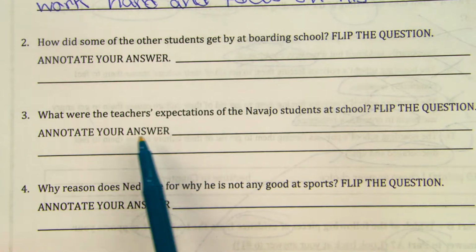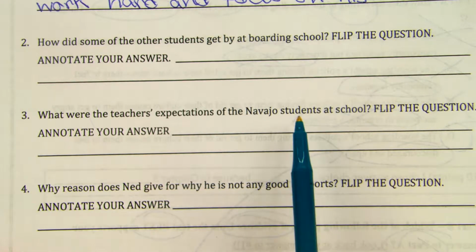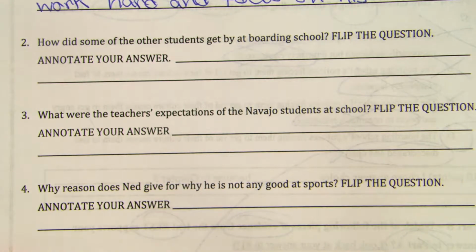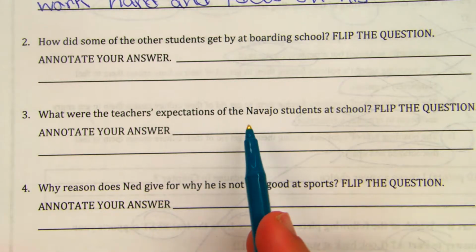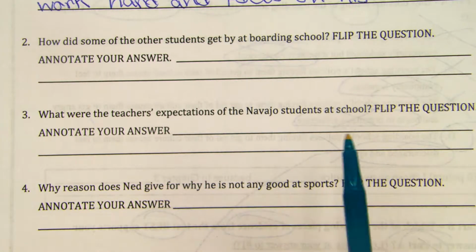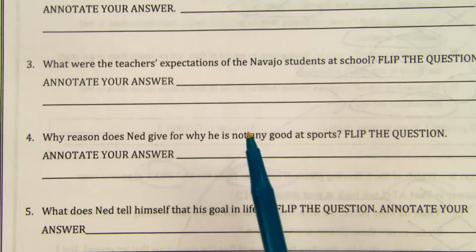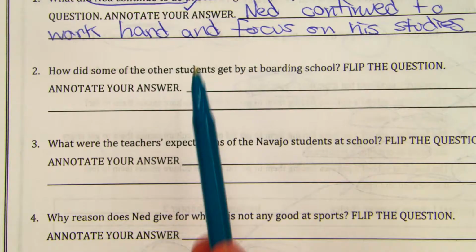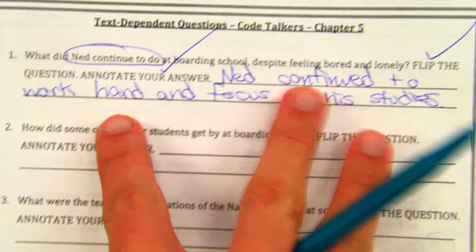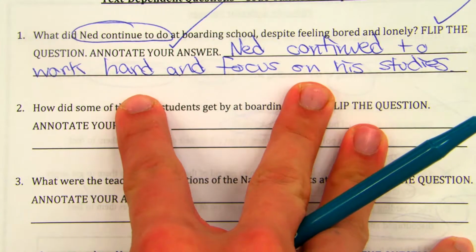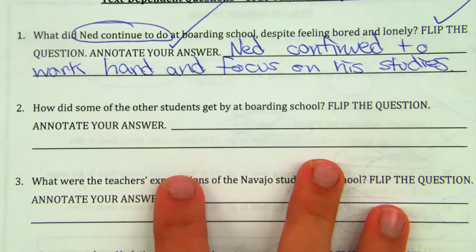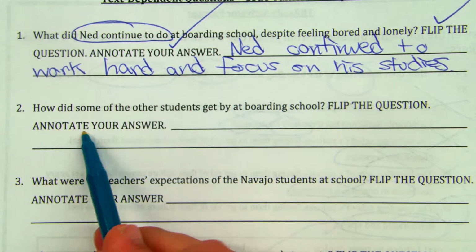When we got down to number 3, what were the teachers' expectations of the Navajo students at school? We saw that a lot of the teachers at his school had low expectations of him. There was plenty of evidence to support that. Some of these other ones are simply evidence from the text, but I wanted to highlight numbers 1, 2, and 3. If you're not done with your TDQs, you can pause the video here, get your answers down in complete sentences, flipping the question, and annotating.